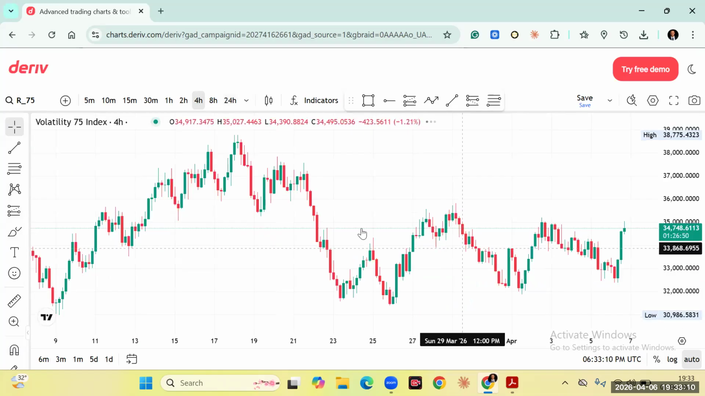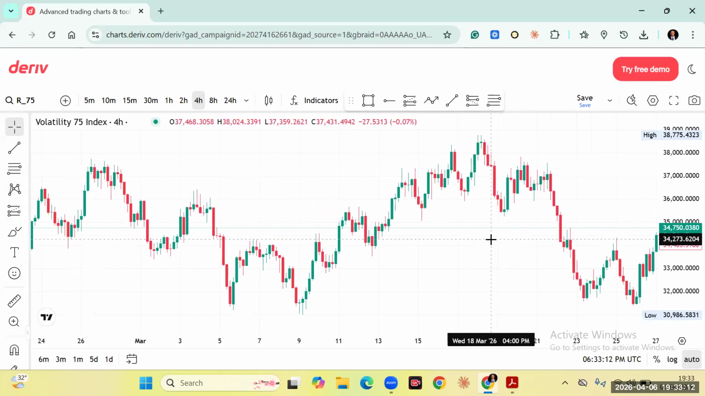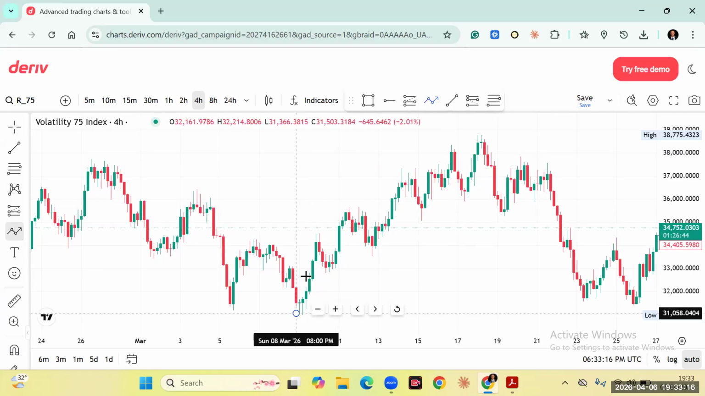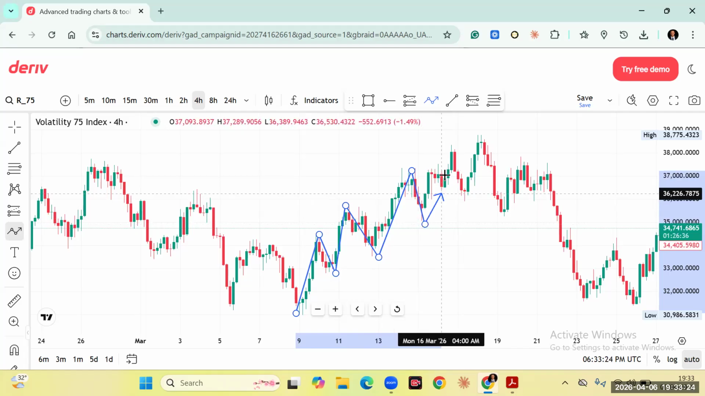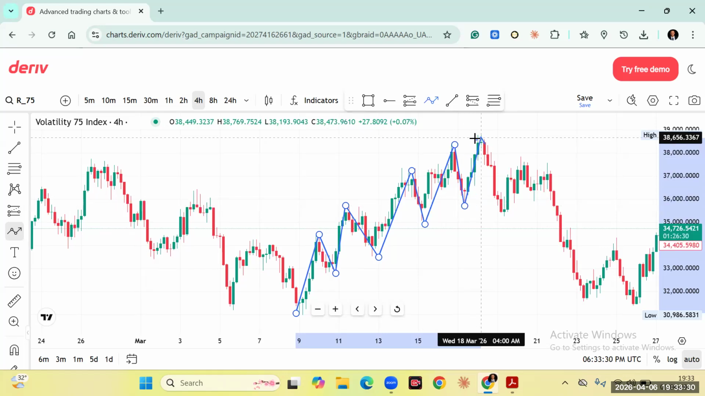So I will mark for sell here. You can see we mark out what price was doing: higher low, higher high, higher low, higher high, higher low, higher high, higher low, higher high. The high must always be higher. Then it created a higher low, and then the higher high was not higher than the previous high.